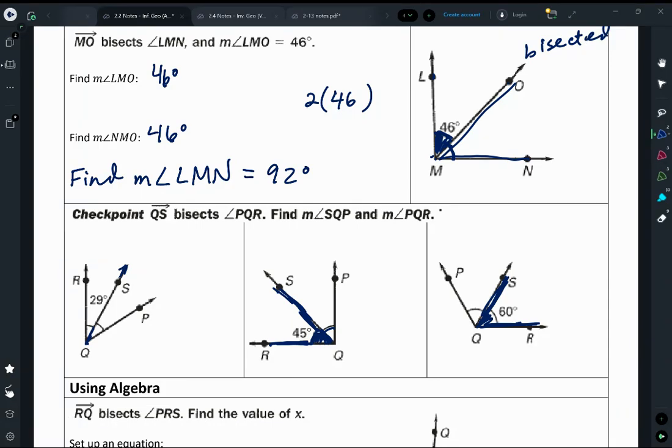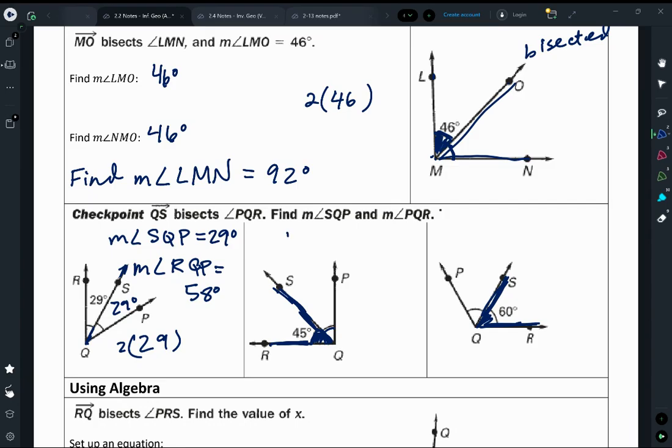All right, so we're back as a class again. Measure of angle SQP on this one is going to be the same. They are both 29 degrees because it's being bisected. And then if I want to find the measure of the big angle, RQP, or I guess I say PQR, but that's the same thing. Remember, we can reverse the order. I would have to do 2 times 29, which should be 58 degrees.